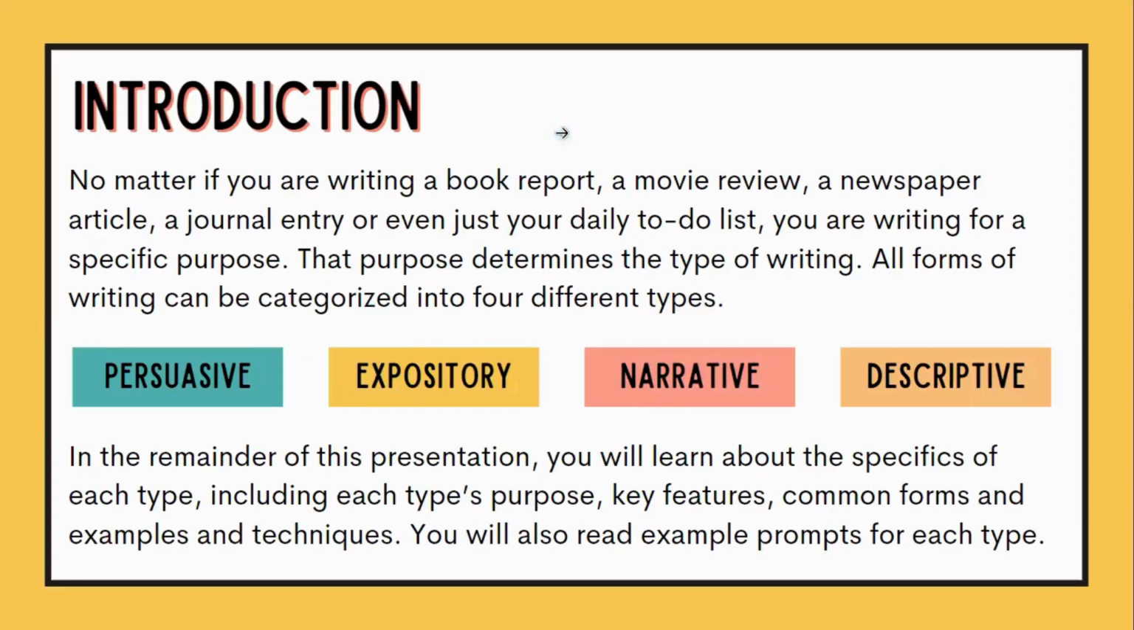Whether you write a book report, a movie review, a newspaper article, a journal entry, or even just your daily to-do list, all your writing is for a specific reason. So the purpose determines the type of writing. All forms of writing can be categorized into 4 different types. In the remainder of this presentation, you will learn the specifics of each type, including each type's purpose, key features, common forms, and examples and techniques. You'll also read example prompts for each type.